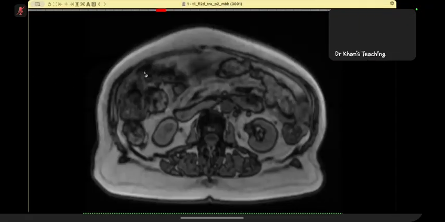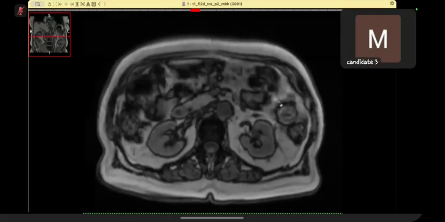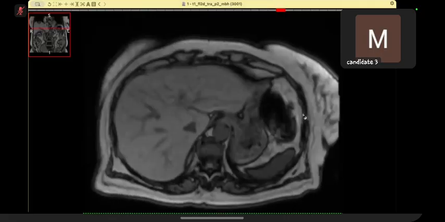I've given you a T1 weighted sequence. Okay, sir. Thank you. This is an axial T1 weighted image.